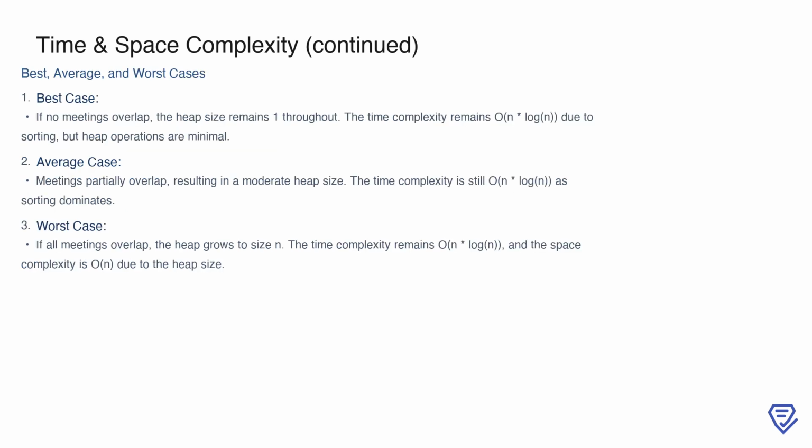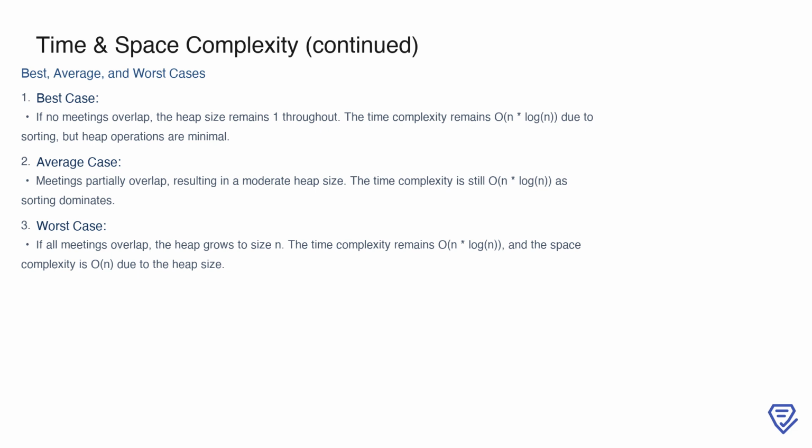Let's consider the best, average, and worst case scenarios for our solution. In the best case, where no meetings overlap, the heap size remains at 1 throughout the process. Even though heap operations are minimal in this scenario, the time complexity is still dominated by the sorting step and remains O(n log n). For the average case, where meetings overlap to some extent, the heap grows moderately to accommodate overlapping intervals, but the time complexity remains O(n log n), due to the sorting step dominating.